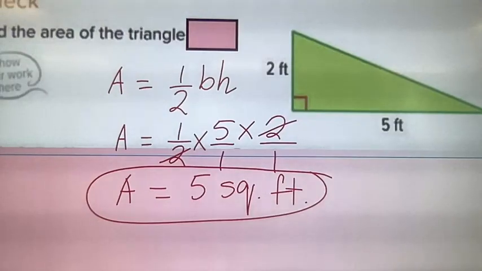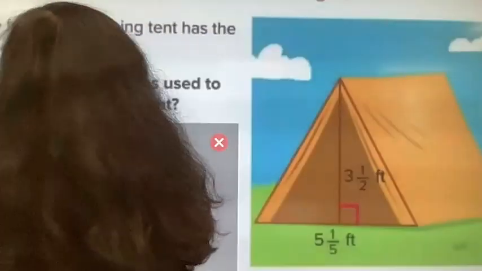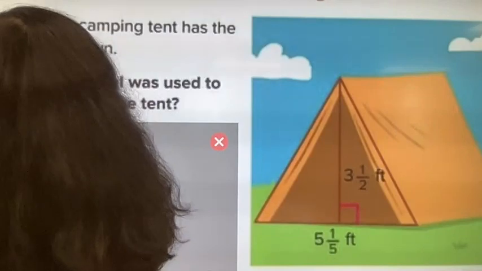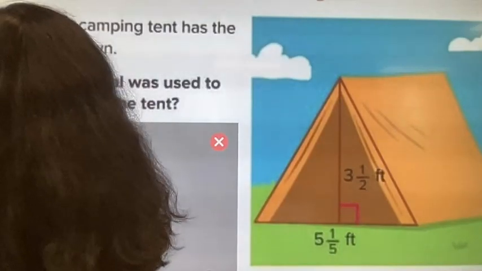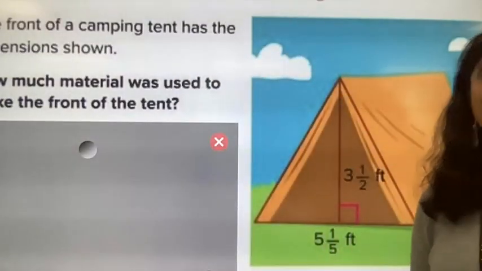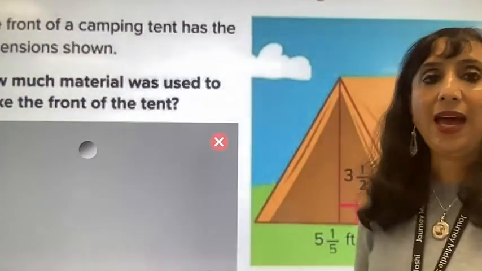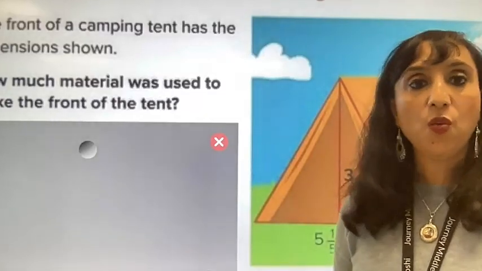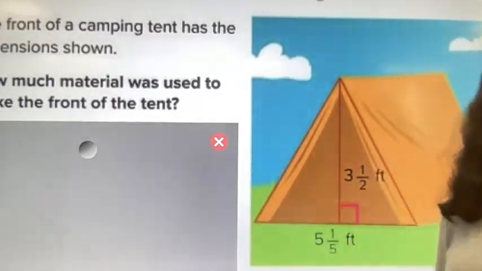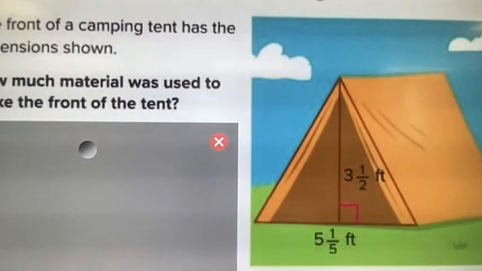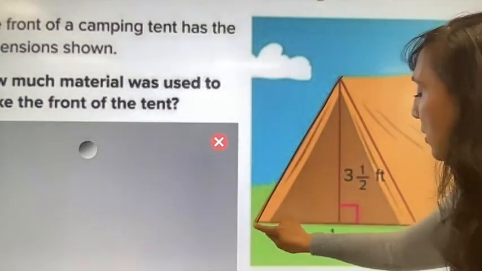All right. Now, let's look at another example. And we'll do this one here. And I'm going to use this color. The front of a camping tent has the dimensions shown. So this is the front. And how much material was used to make the front of the tent? So when I'm talking about that, basically I'm trying to find the area of this. So I have the triangle. This is my triangle.